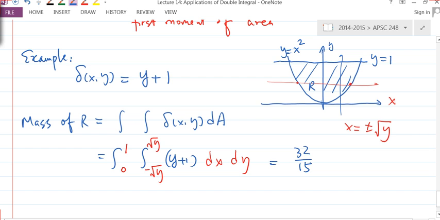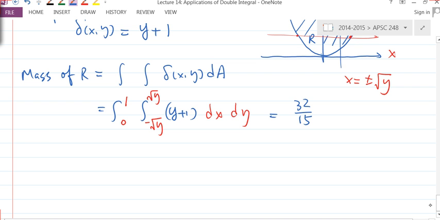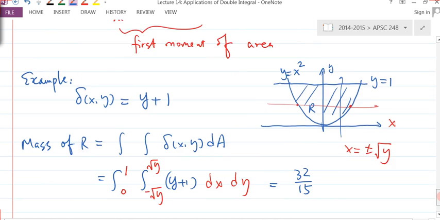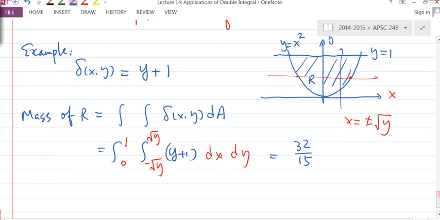There's no sine or cosine involved, just typical integrals. Now I need these two quantities, Mx and My. So let's try Mx first.